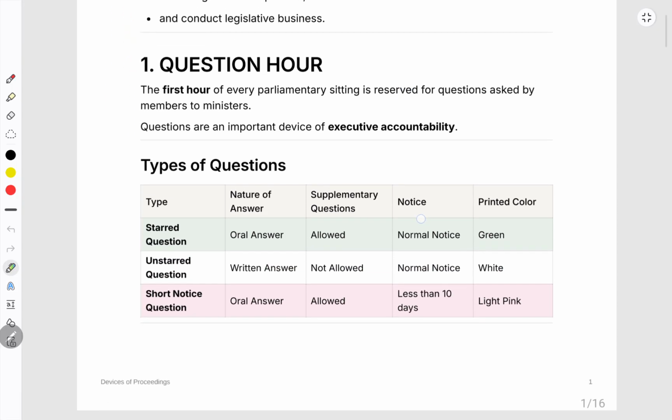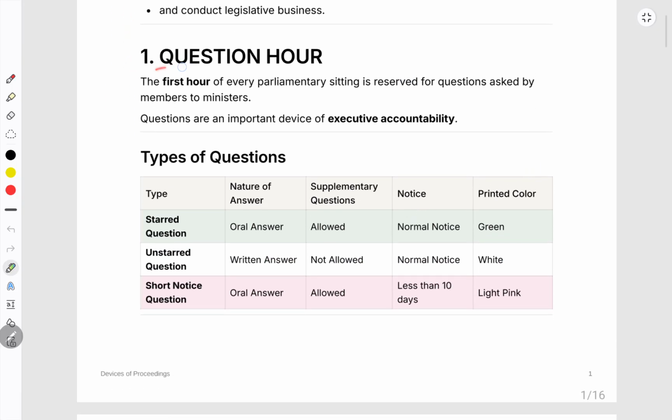Now coming to the first one, the question hour. Question hour, what is question hour? Question hour is the first hour of every parliamentary sitting. Okay, so it's the first hour of every parliamentary sitting and is reserved for questions asked by the members to ministers. तो first hour जो भी parliamentary sitting का हमेशा first hour reserved होता है for the questions which have to be asked by the members to the ministers, right? So questions are an important device of executive accountability.